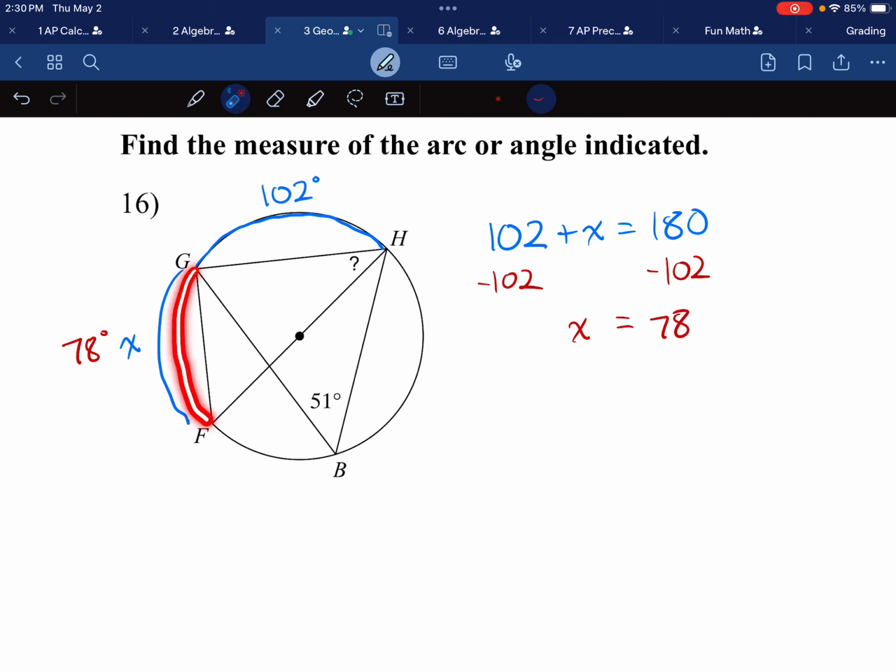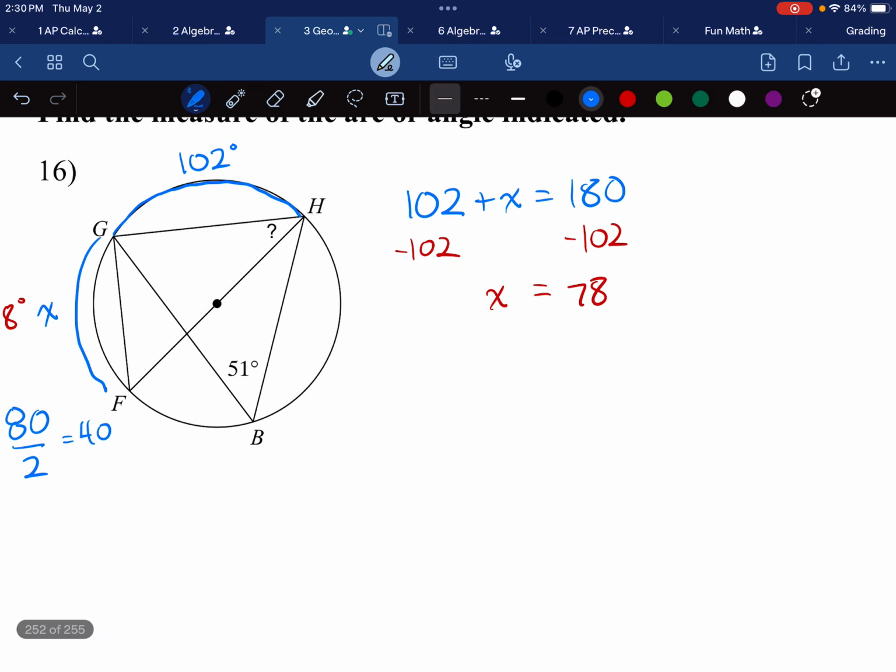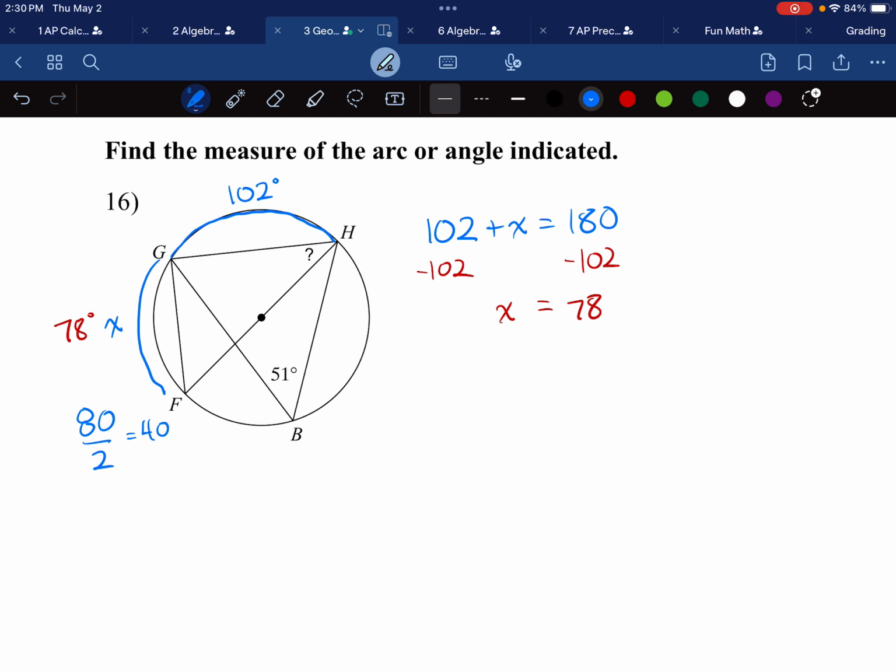And so if I have an arc measure over here, and I'm trying to get to an inscribed angle, I have to divide it by 2. So 78 divided by 2 is really, I don't actually know it, but I know that 80 divided by 2 is really easy. 80 is close to 78. And that's equal to 40, so it's probably a little bit less than 40. It's probably 39. So I'm going to say our question mark is equal to 39 degrees.